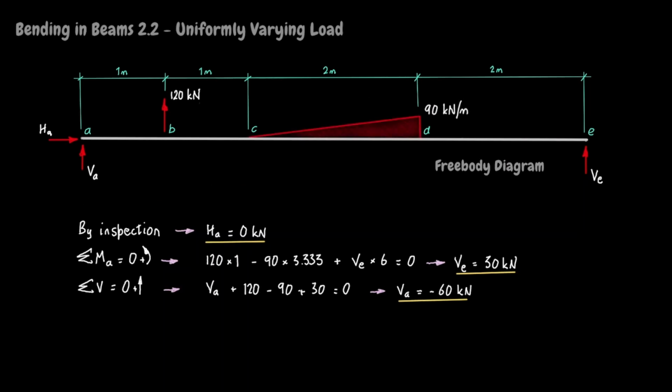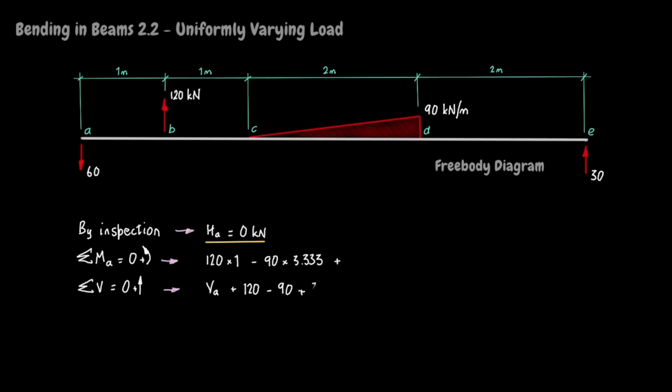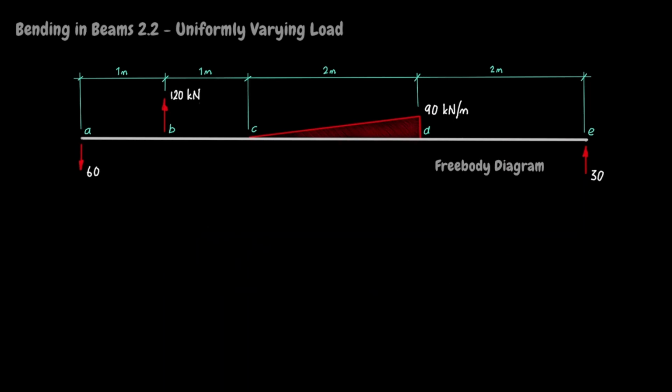Replace the labels on the reactions with numerical values, noting that the arrow representing the vertical reaction at A has been turned around to lose the negative sign. Next, erase the calculations to free up screen space. If you want to see a more detailed video on finding reactions, then click the link on the screen.